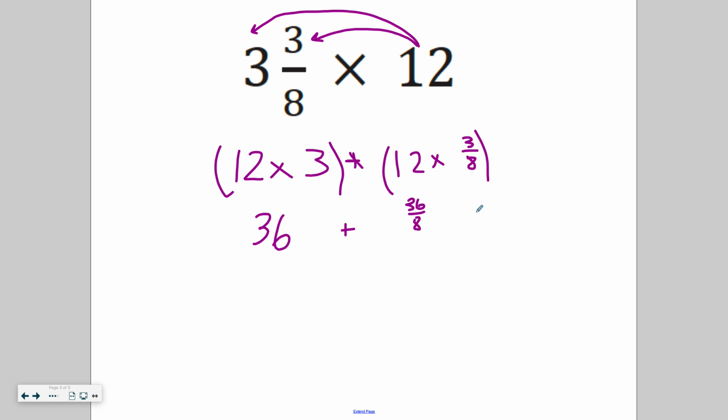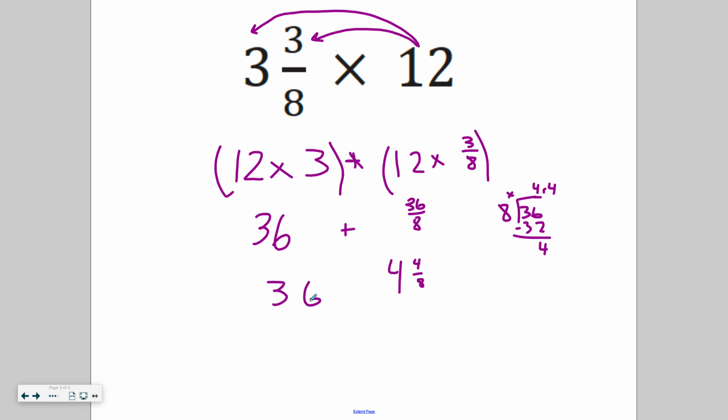Now I need to convert this, so I'm going to divide here on the side, and go ahead and help me divide. 8 goes into 36 how many times? So hopefully you said 4, and 4 times 8 is 32, and then I can subtract 36 minus 32 is 4, so I have 4 remainder 4. So 36/8 is the same thing as 4 wholes and 4 as my numerator, 4/8.